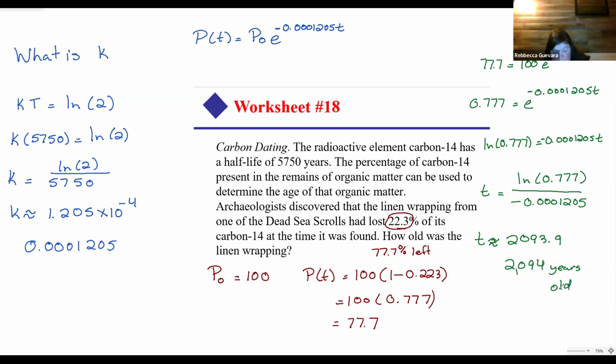Just to point out, if I had made a mistake and forgot that negative, I would have ended up with a negative year. So that's what we need the negative for, to make sure that when I do this, my years are positive years and something makes sense. All right. So according to carbon dating of these Dead Sea Scrolls, we would have to say that they're 2,094 years old.